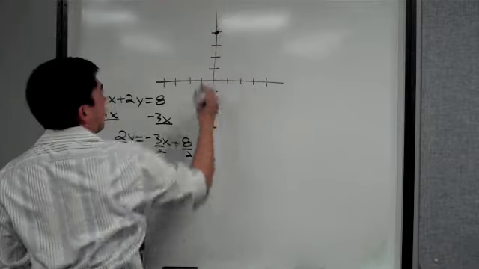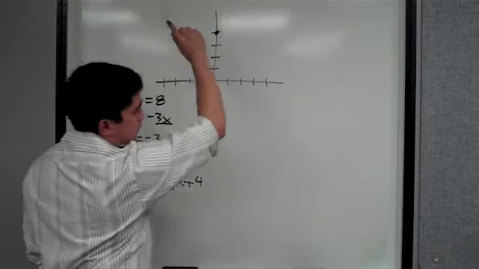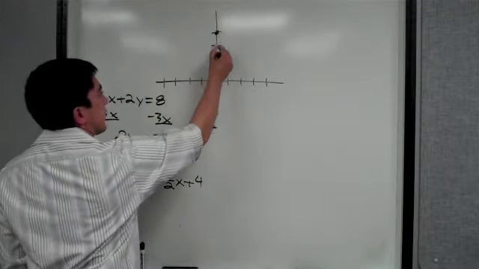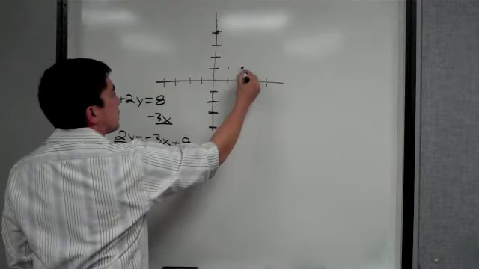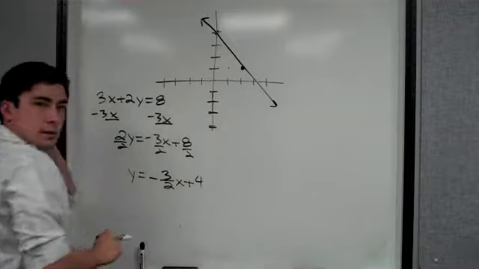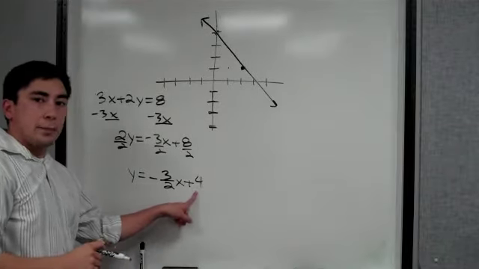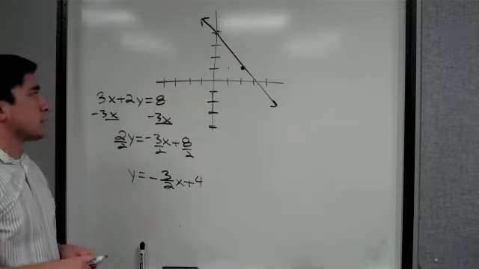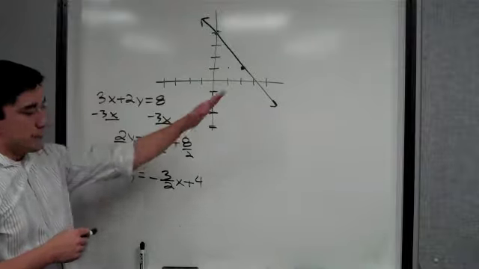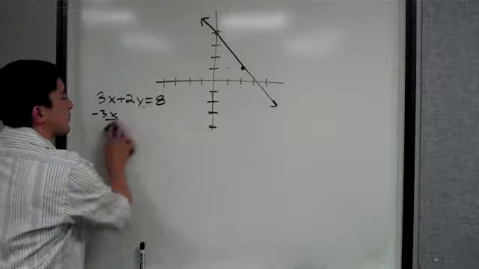So here goes our 4. Now it's a negative slope, so we know it's going to be going down. Remember, negative slope goes down and to the right. So rise down 3 and then over 2. And that will be our point. And there you have it. So again, get y by itself, plot the intercept, and from the intercept, you apply your slope. If it's negative, it's going down and to the right. If it were positive, it'd be going up and to the right. So that's a couple of problems that you're going to have to do like that.